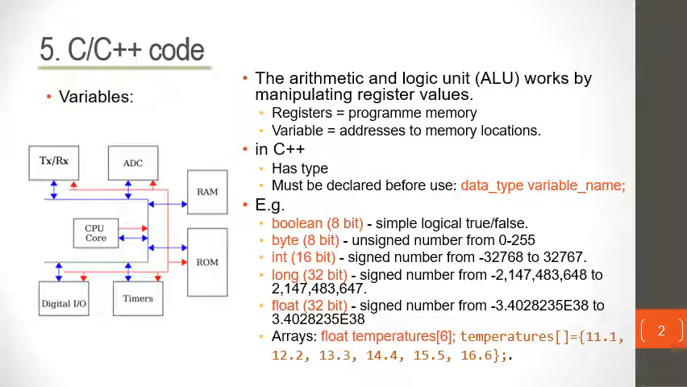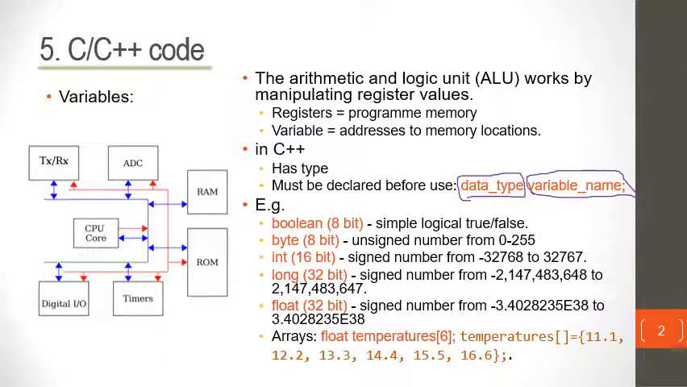Now, the first issue is variables. Remember, inside the core, there is an arithmetic logic unit which works by manipulating register values. Those register values are in fact variables in the code. Variables are addresses to the memory location, and in C++, the variable must have a type, and it must be declared before being used. The declaration of a variable states the data type as well as the variable name.